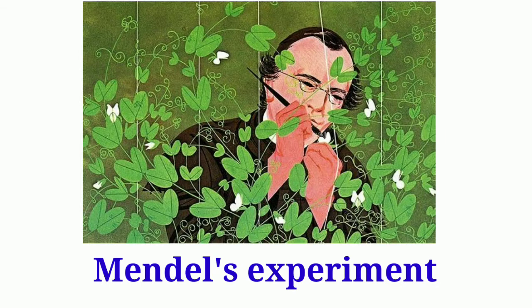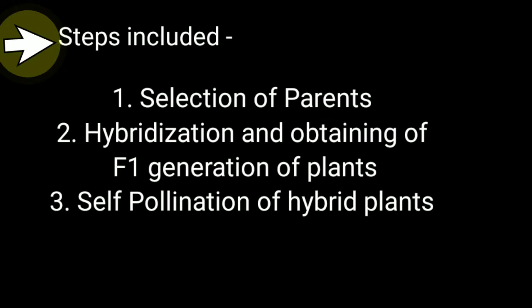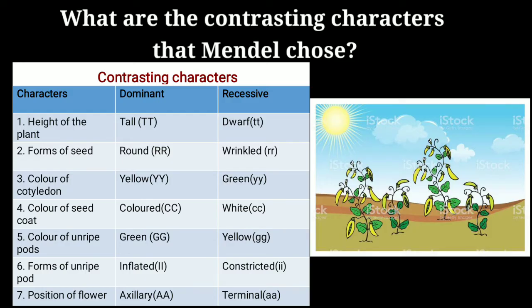Now in the second lesson, what was discussed was Mendel's experiment. In Mendel's experiment, he followed 3 steps: selection of the parent, then artificial hybridization, and finally self-pollination in the hybrid plants. For selection of the parent, he took 7 contrasting characters and made them purely homozygous, and this homozygous condition is called the pure lines.